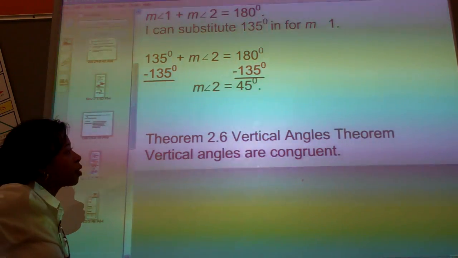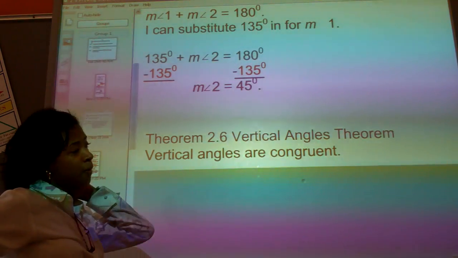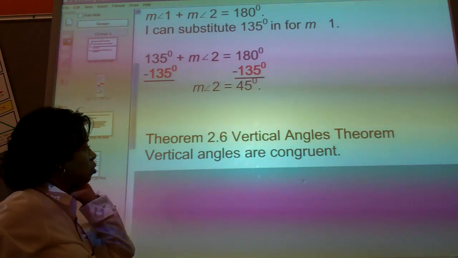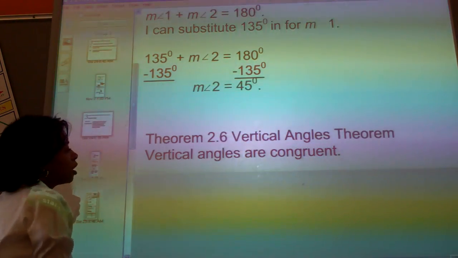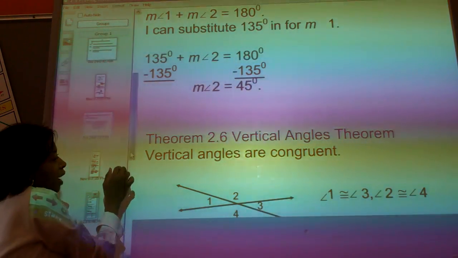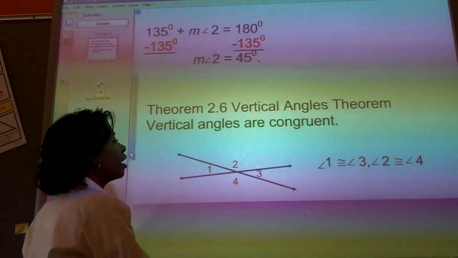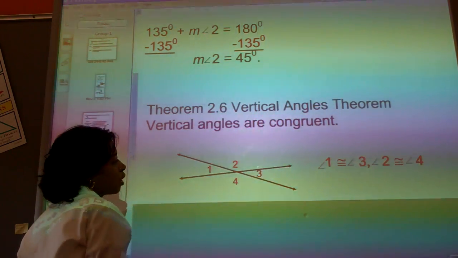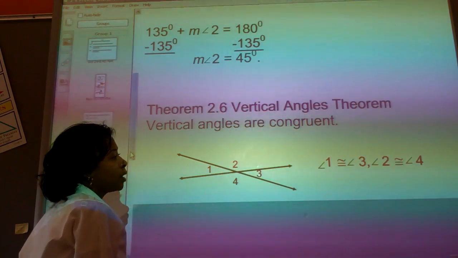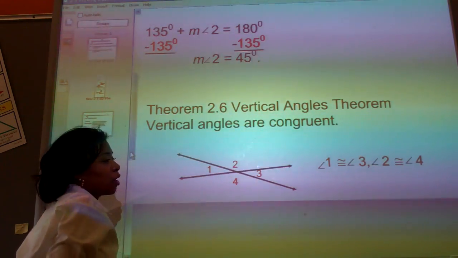We also discussed Theorem 2-6, which is the vertical angle theorem. And again, we've talked about this back in chapter 1 in addition to this particular chapter and section. Vertical angles are congruent. When I'm given the following diagram, two angles that intersect, and I have vertical angles, we should remember that the vertical angles 1 and 3 are congruent to one another, and also angle 2 is congruent to angle 4.